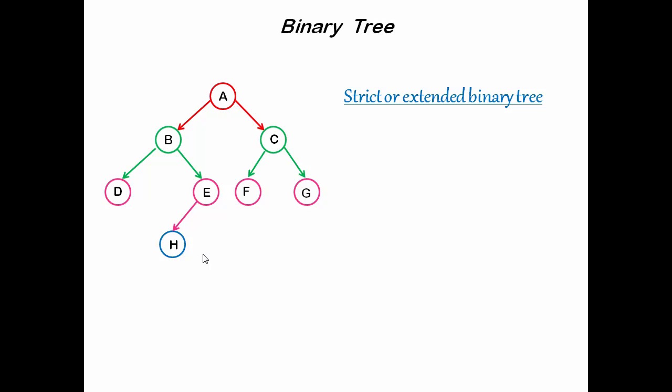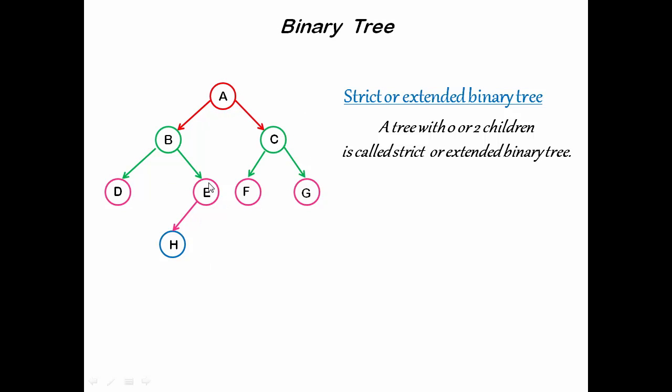A tree with 0 or 2 children is called a strict binary tree or extended binary tree. See this picture and say, is it a strict binary tree? No, because node E has 1 child and it violates the condition of a strict binary tree. I'm gonna delete this node H. Now it is a strict binary tree. All the nodes have either 0 or 2 children.